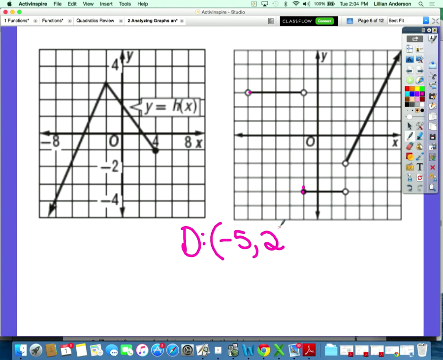Is 2 included? Because right here, on both parts of this piecewise function, 2 is not defined. So it's never equal to 2 at any point. If I gave you the piecewise function and asked you to evaluate it at 2, you wouldn't be able to give me an answer because it's not defined anywhere.